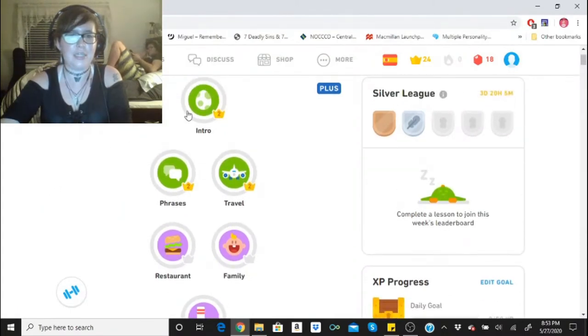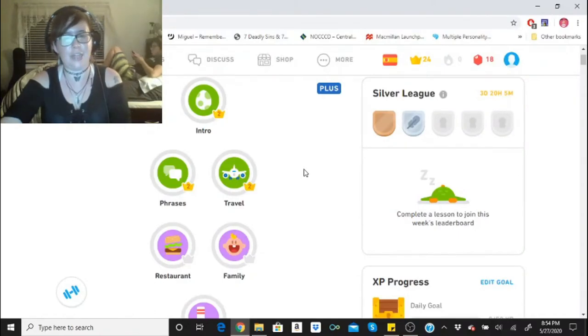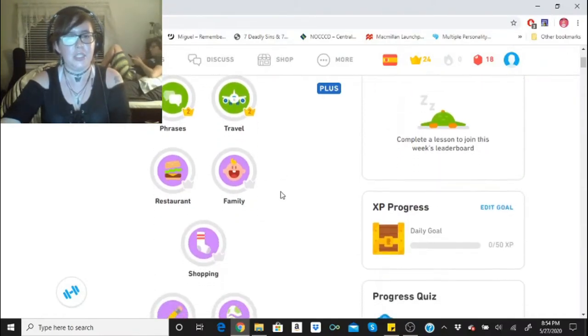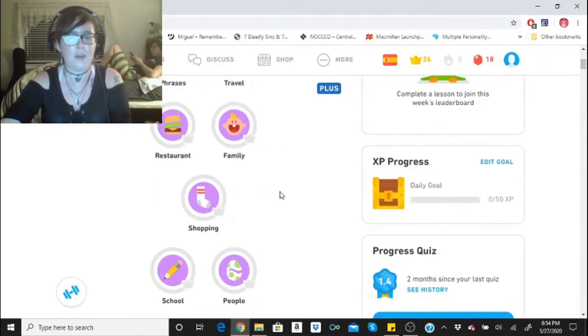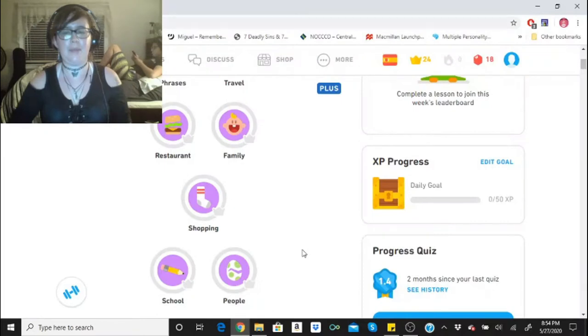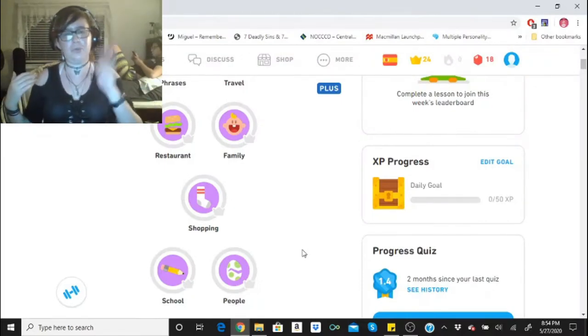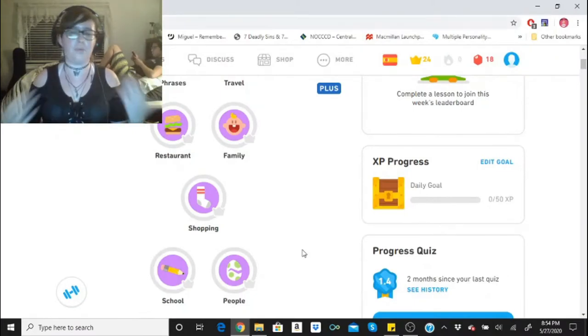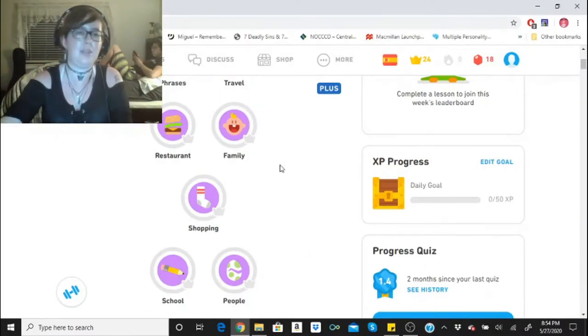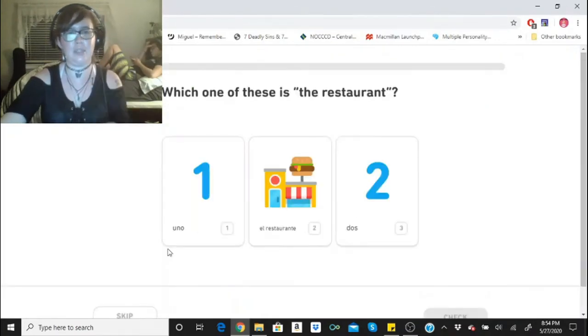Now, I've already done intro, phrases and travel, and I've gotten to level 2 on each of these. So today we will be getting through restaurant, family, shopping, school, and people. Depending on how long it takes, I may do 2 lessons on each of them because they don't really take long, but we'll see how it goes. So we're going to start with restaurant. I really hope you guys can learn along with me.